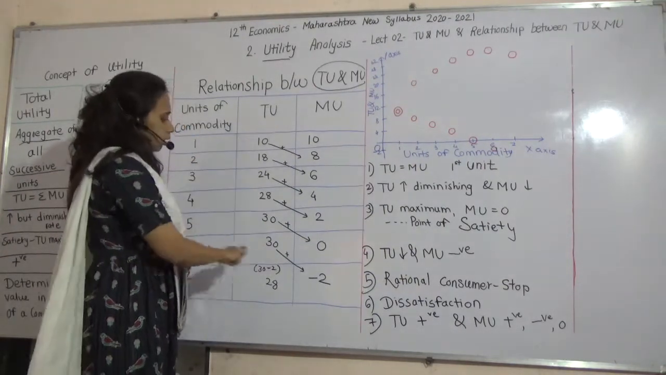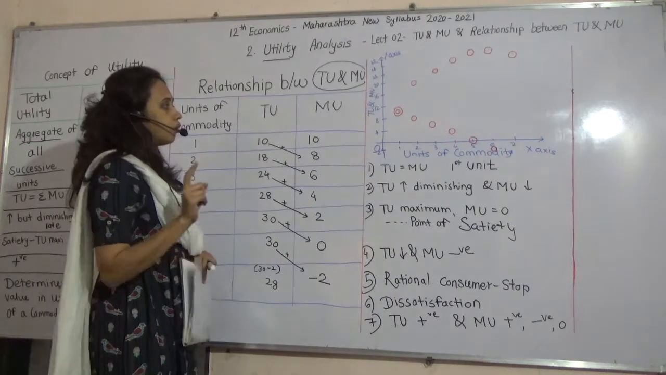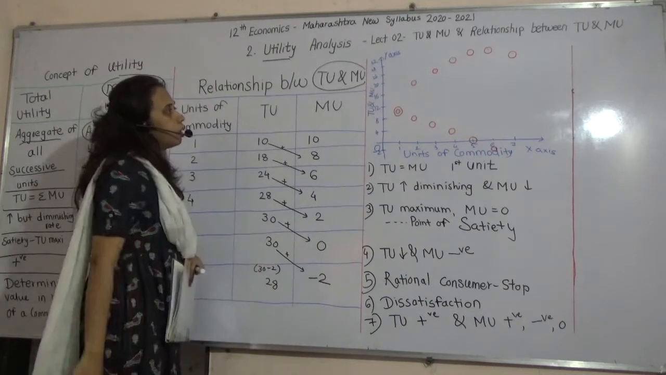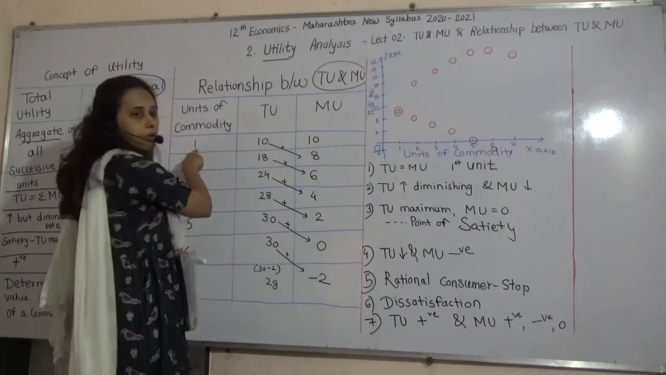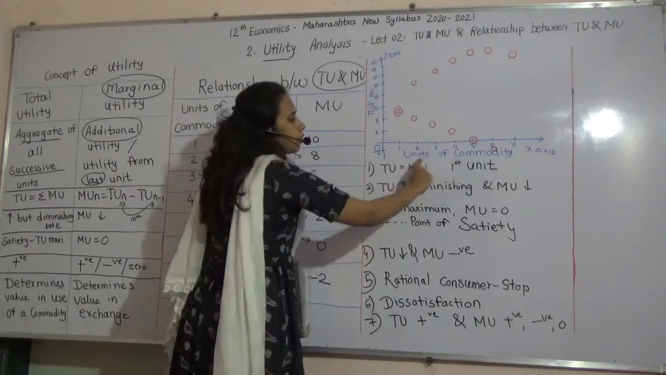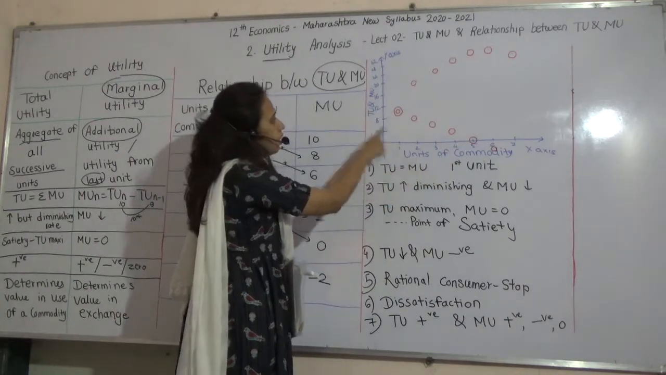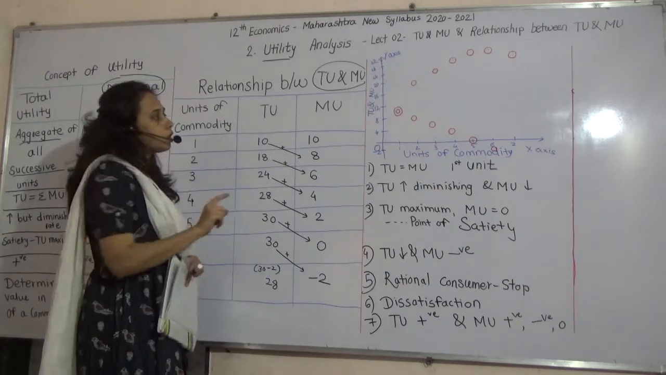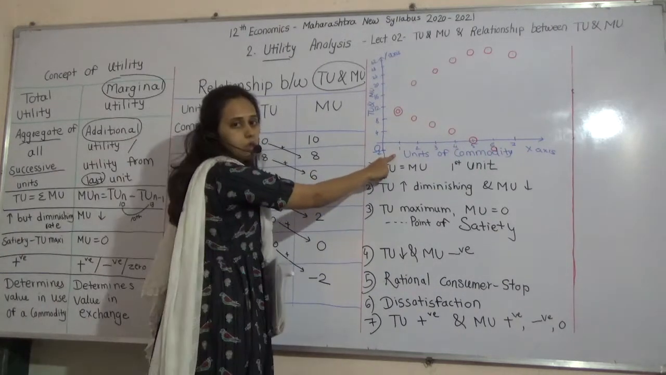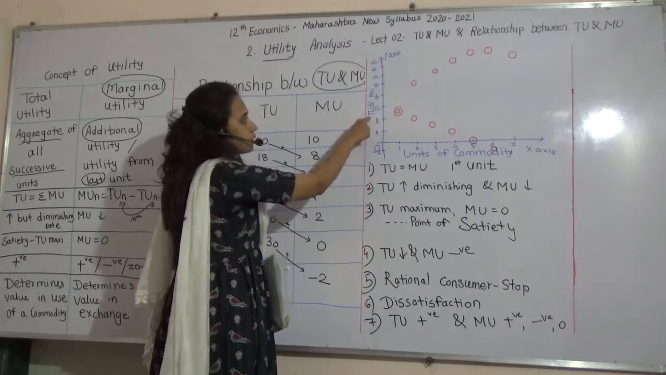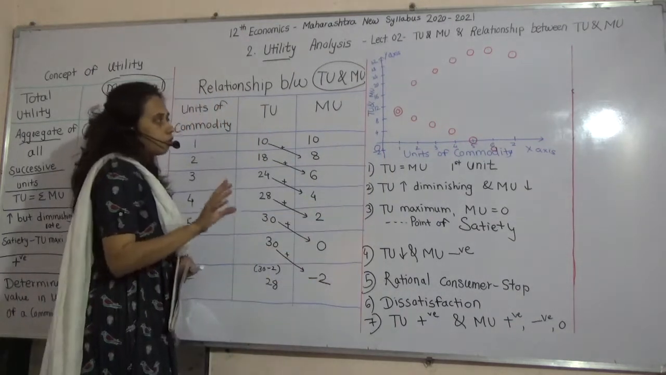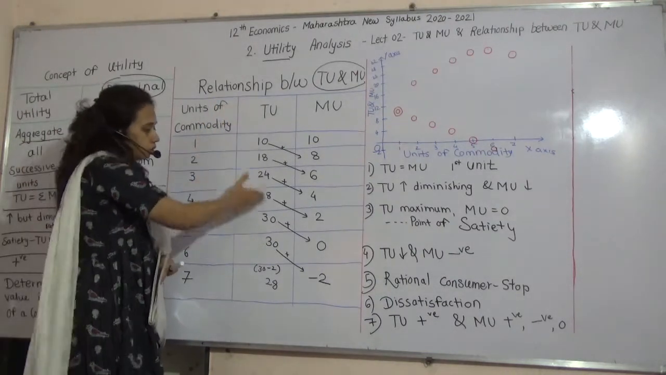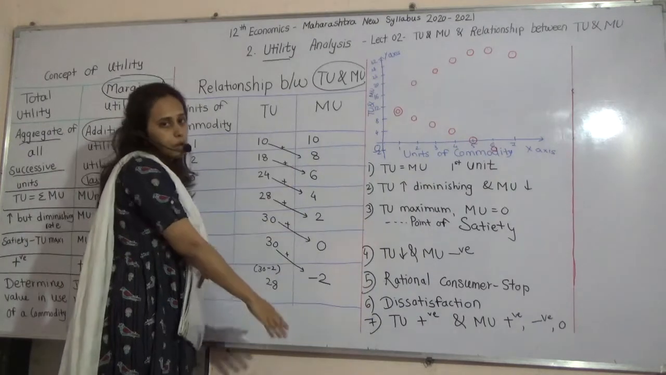So once the table is done, now what do we have to do? We have to draw TU and we have to draw MU. Now how? See, on the x-axis we have written units of commodity, on the y-axis we are showing both TU as well as MU. So again, x-axis units of commodity, y-axis TU and MU. Now I will tell you the trick of how to draw the diagram. First we will draw the TU and then we will draw the MU.